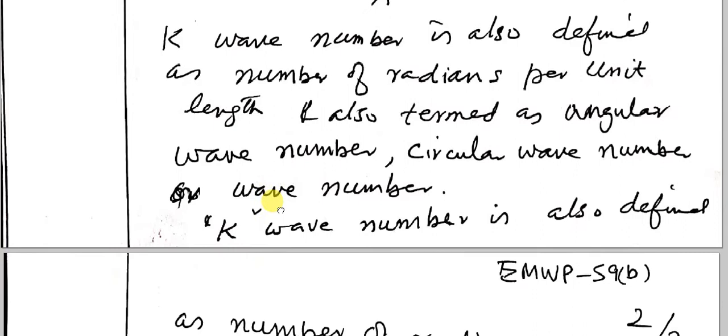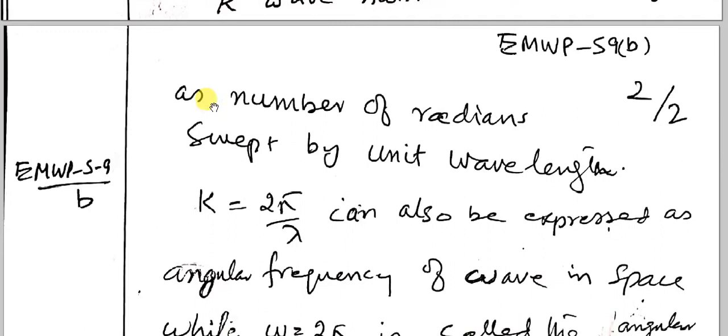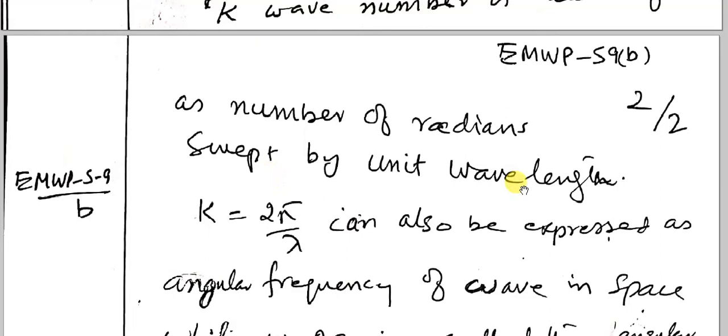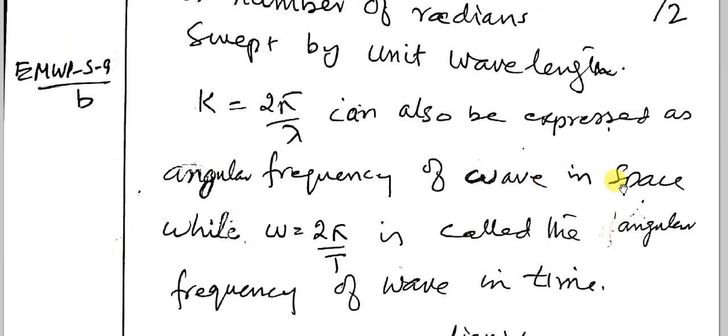The K wave number is further defined in a number of ways, very interestingly, as the number of radians swept by the unit wavelength. So K equal to 2 pi by lambda can also be expressed as the angular frequency of a wave in space. This is very interesting. K describes this aspect of the wave as well.